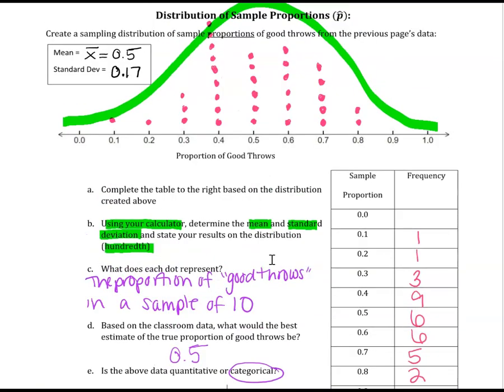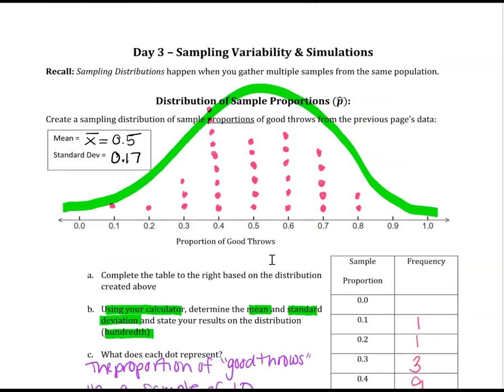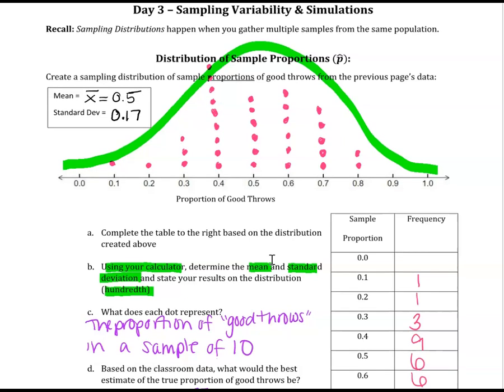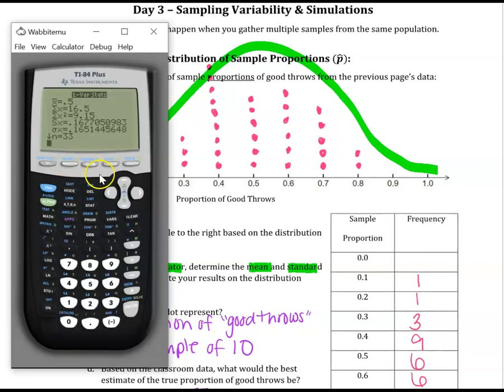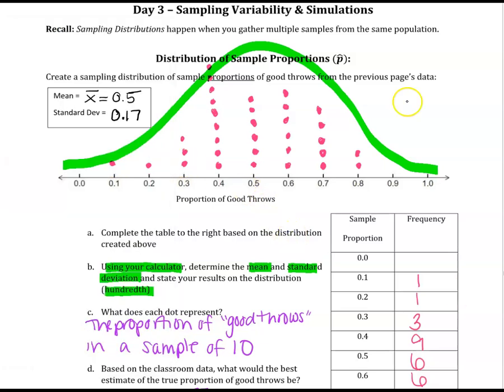Oh yeah, I meant to check here. How many total dots did I end up having? I think it's 25. I should have said in my calculator. Oh, I had 33. Well, apparently I did way more data than I thought I did. So I actually had 33 total dots. That's pretty good. So 33 total p-hats in my distribution based on my work here.